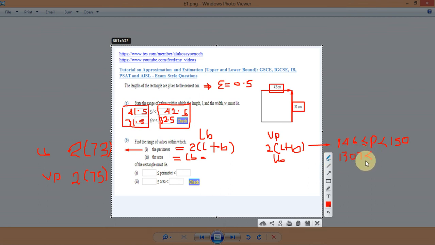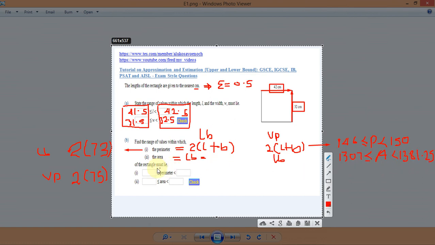So less than or equal to area, then strictly less than, then you multiply the upper bound. That is 42.5 times 32.5, and that is 1381.25. The length is given to the nearest centimeter, so this is where there is trouble. If you want to eliminate this, you can just have 1381. So that's strictly less than, and that's the answer.